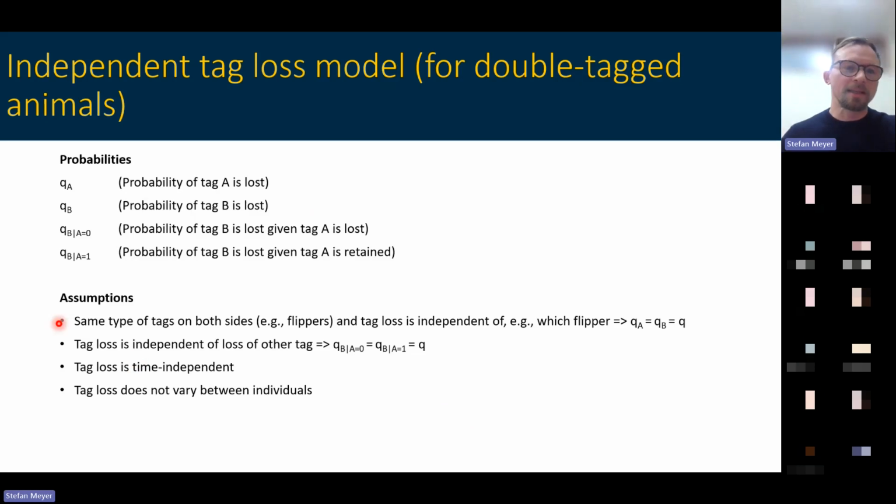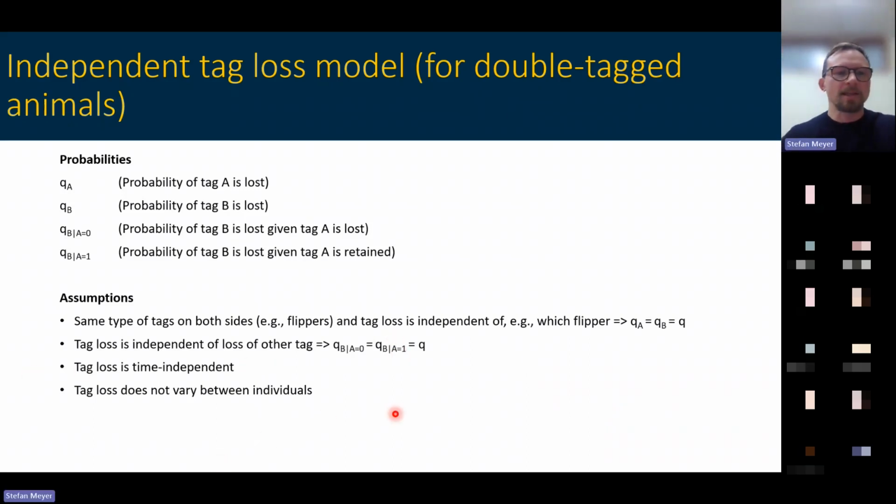So we assume first that the same type of tags have been applied on both sides, so on both flippers in the case of the C-line example, and that tags are lost independent of which flipper it has been attached to. So that means the probabilities Q_A and Q_B are the same, so we just have one single tag loss probability, Q. And then also tag loss is independent of the loss of the other tag. So the conditional probabilities that I just explained are actually equal as well. So we can simply assume overall that there's one single tag loss probability. Or this is the assumption for this model here.